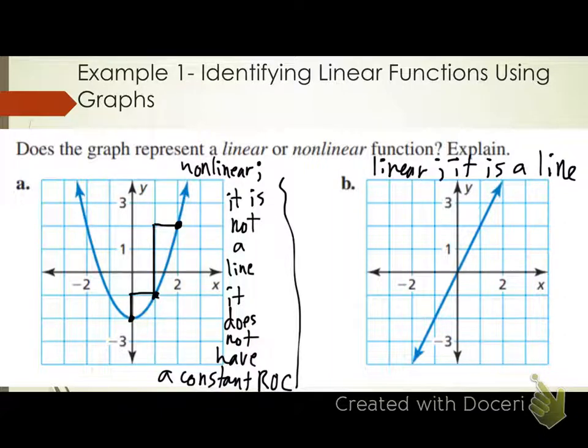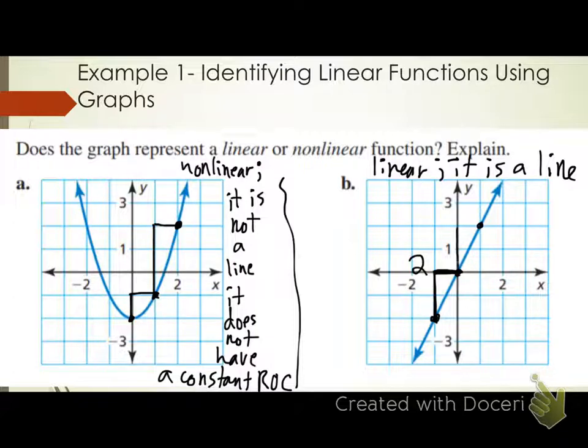Now let's look at the rate of change here. We got an ordered pair here, here, and here. Let's go from the bottom point to the middle point. How far am I rising? 2. How far am I running? 1. So that's 2 over 1. What's 2 divided by 1? 2. Now let's go from the middle point to the third point.